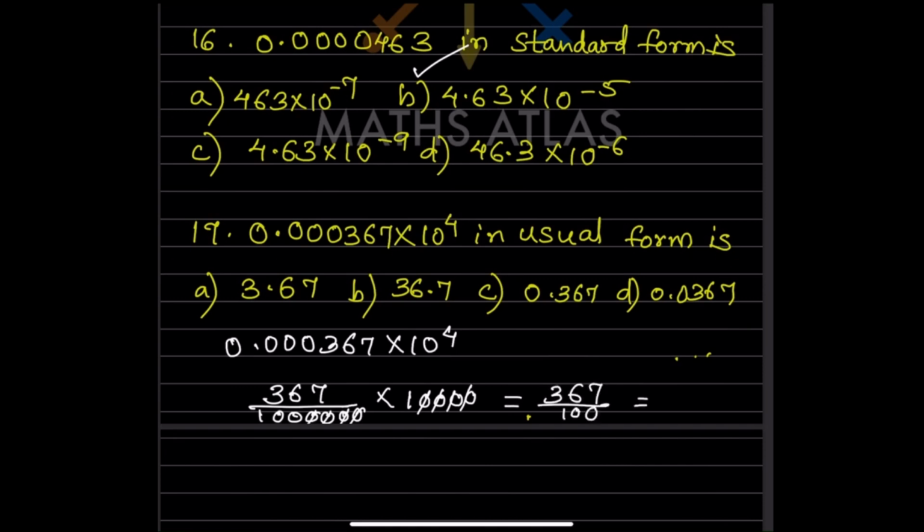So 367 divided by 100 means we will write here 367. We will see the number of zeros are 2. So we are going to go backwards 2. So the point is going to be here. So that is going to be 3.67. Hope you got this one clearly. After doing the calculations here, that is more clear instead of writing it directly.